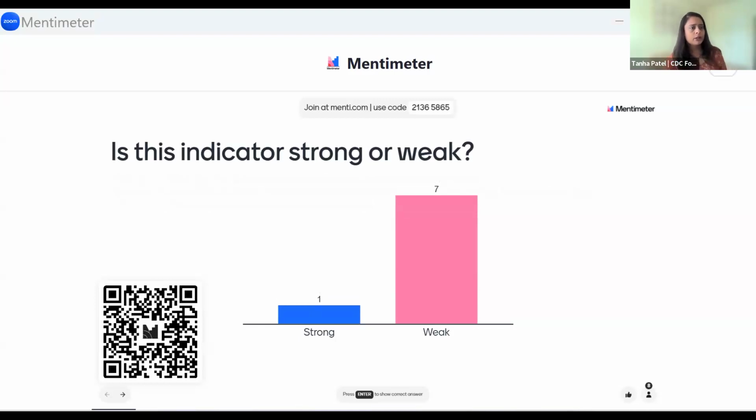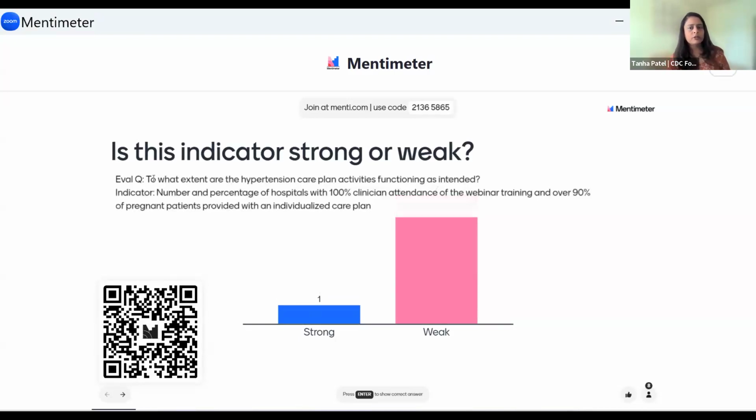So for the rest of you, the question that we have is, to what extent are the hypertension care plan activities functioning as intended? And the indicator we came up with was number and percentage of hospitals with 100% clinician attendance of the webinar training and over 90% of pregnant patients provided with an individualized care plan. So take a minute to respond with your answer. Perfect. Thanks, Laura.